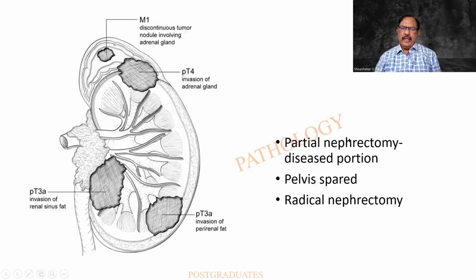In a partial nephrectomy, the diseased portion is removed and the pelvis is spared. Whereas in a radical nephrectomy, the complete kidney is removed. Look at this one. These are things that we will have to have in mind.